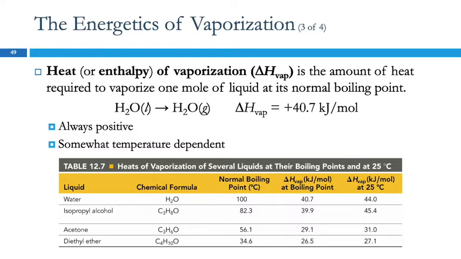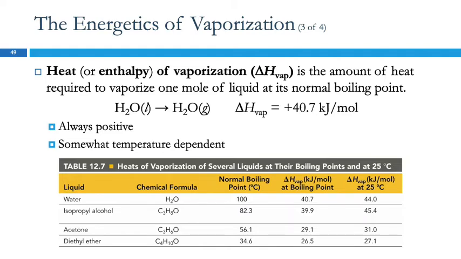Well, of course, if there's energy involved, we could measure it. So this is called the heat or enthalpy of vaporization. So delta H, VAP for vaporization. That's the amount of heat needed to vaporize 1 mole of liquid at its normal boiling point. So we can write a chemical equation for the vaporization of water, H2O liquid going to H2O gas, and the enthalpy for this reaction, which is the heat of vaporization, is 40.7 kilojoules per mole.